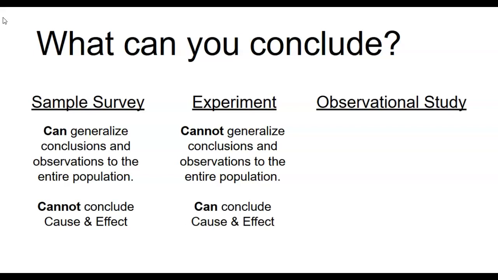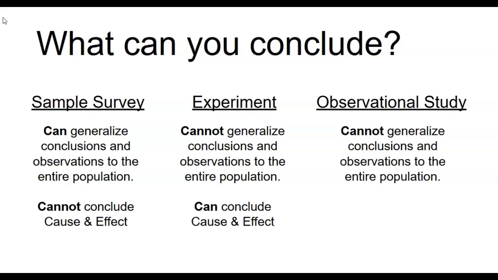In an observational study, neither the sample nor the conditions are randomized. This means we cannot generalize to the entire population, nor can we conclude cause and effect. All we can conclude is there is an association or relationship between variables for this particular group of subjects.